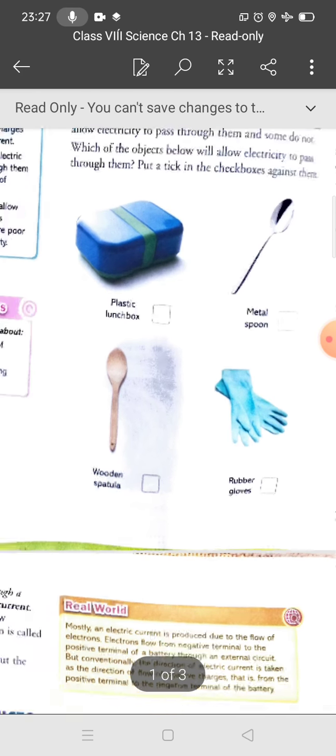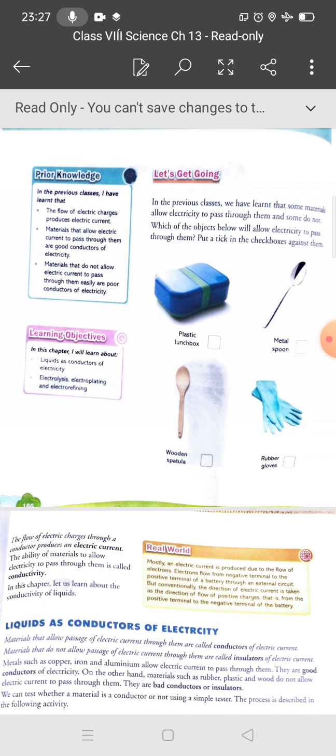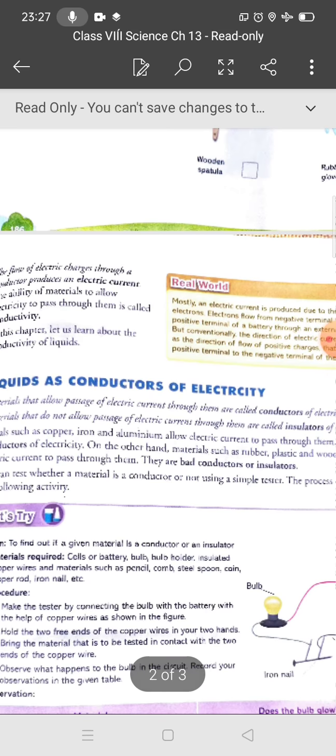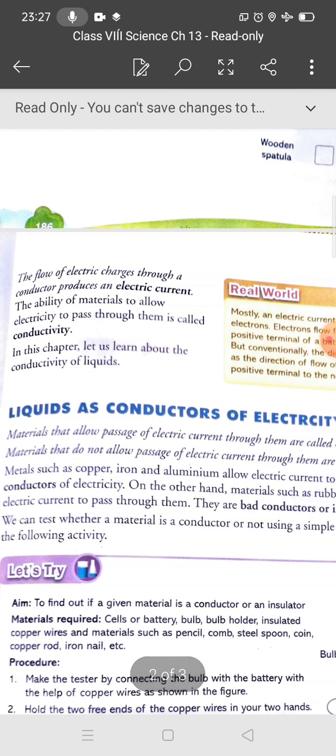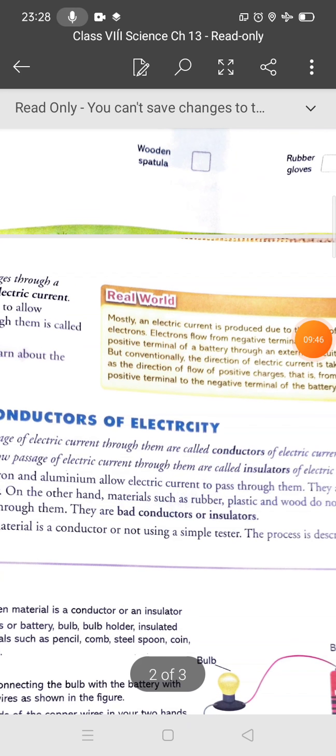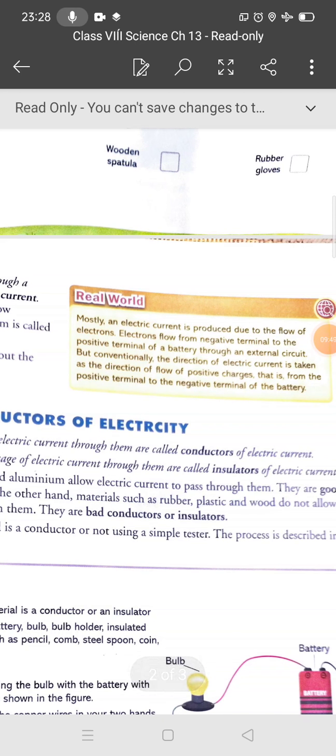Okay, and you should also learn what we mean by electric current. The flow of electric charge through a conductor produces an electric current, and the ability of materials to allow electricity to pass through them is called conductivity. I hope you understand, and you should also learn the electron: what is the electron, and who discovered it? Yes, students, J.J. Thomson, and it is a subatomic particle of the atom.